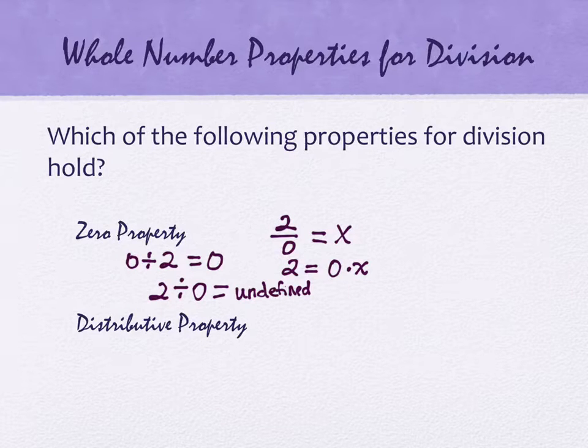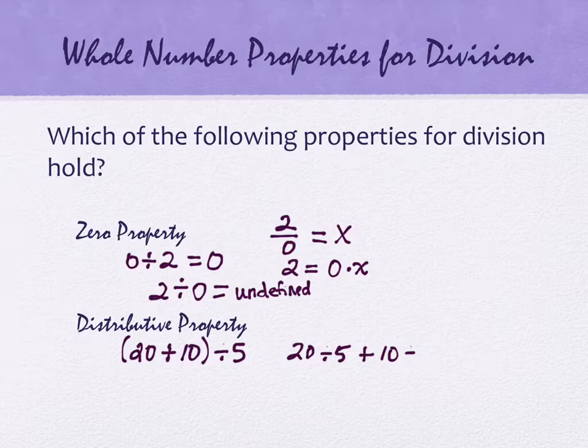Distributive property. I'm going to show you this one too with my example because the numbers are friendly when I created them. So the distributive property has to work both directions. So 20 plus 10 divided by 5, and the other side would be 20 divided by 5 plus 10 divided by 5. So I've distributed it over. This is one we're going to check. So we'll start with this one and see if the sides are equal.